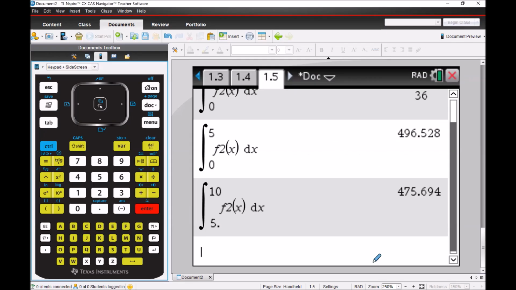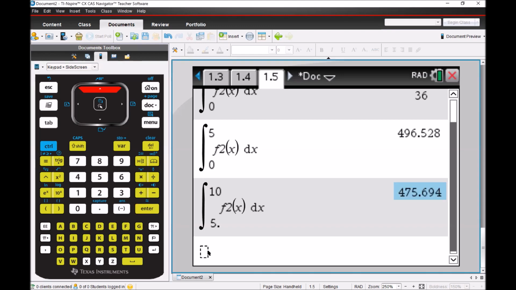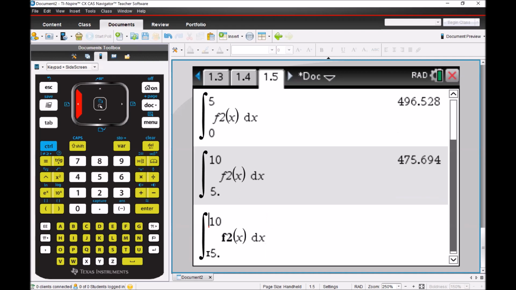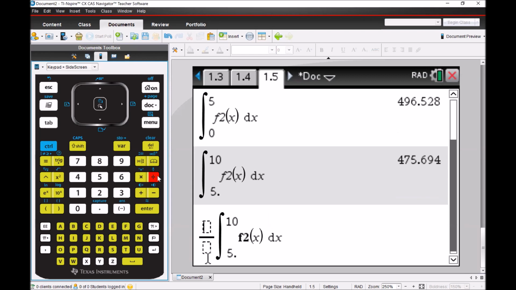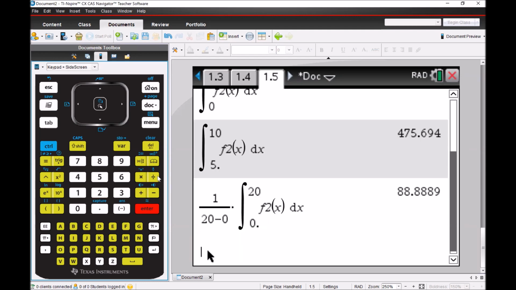So if I go back to the calculator here, I will now cheat, go up and copy this guy here. I'm going to make sure that I put a 1 over 20 minus 0 in front. I guess I don't really need the 0 so much, but what the heck. And I'll put a 0 here and a 20 up there, and that should give me the average value of the RFT, and it's 88.888 or 889.